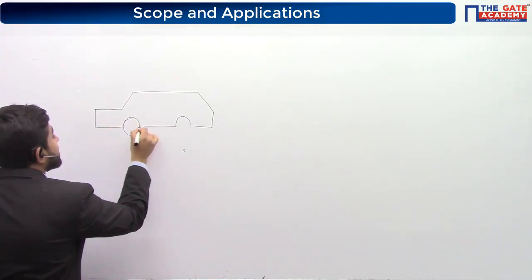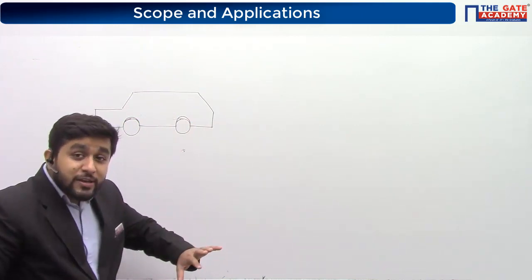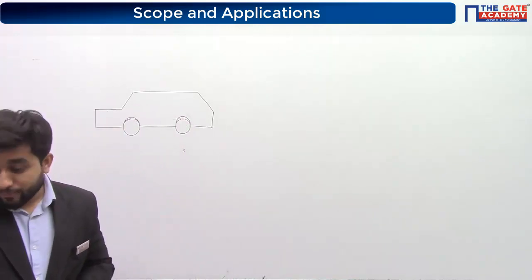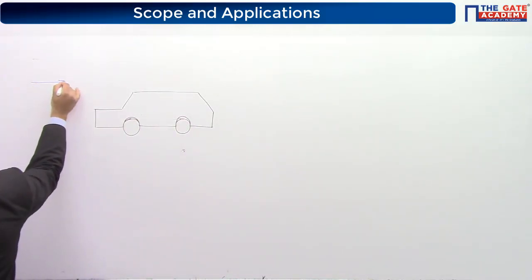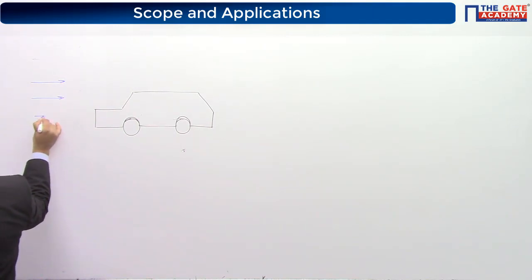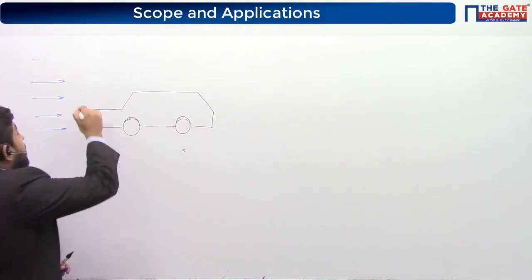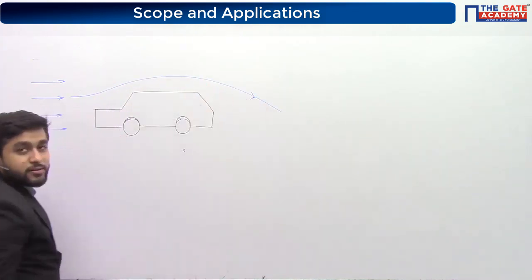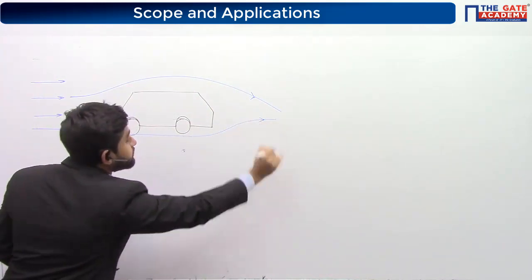So what we have is a car. Actually, when the car moves, with respect to the car, the air moves in the backward direction, right? So with respect to the car, the air is moving in the backward direction. Now some of the air will move like this, and some of it will move like this.